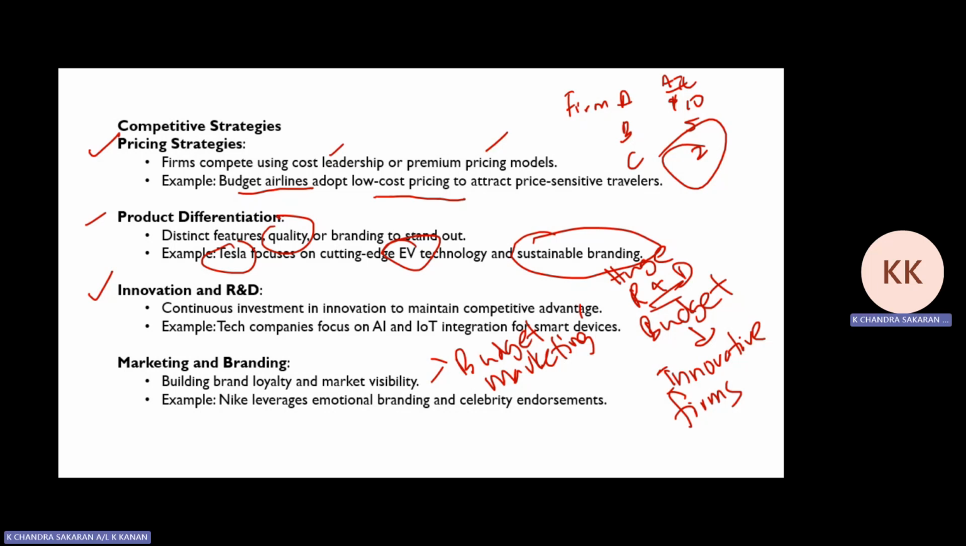But if the industry or firm that you're choosing is in an industry where the firms need to spend a lot, then you have to mention how much. Okay, how big is their budget for marketing and branding and all this? How important are all these activities? Okay, so that's how you look at competitive strategies.